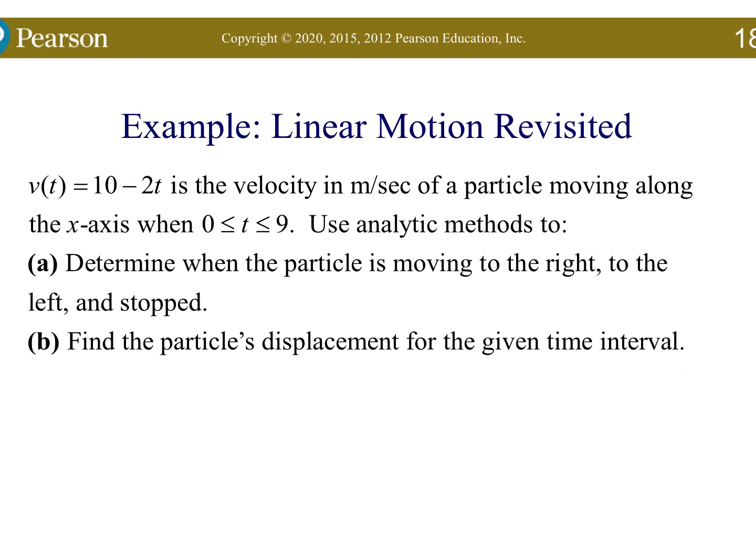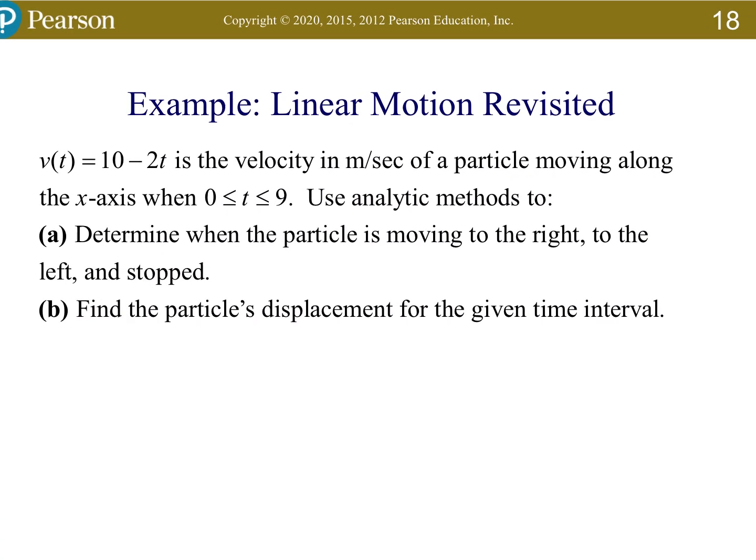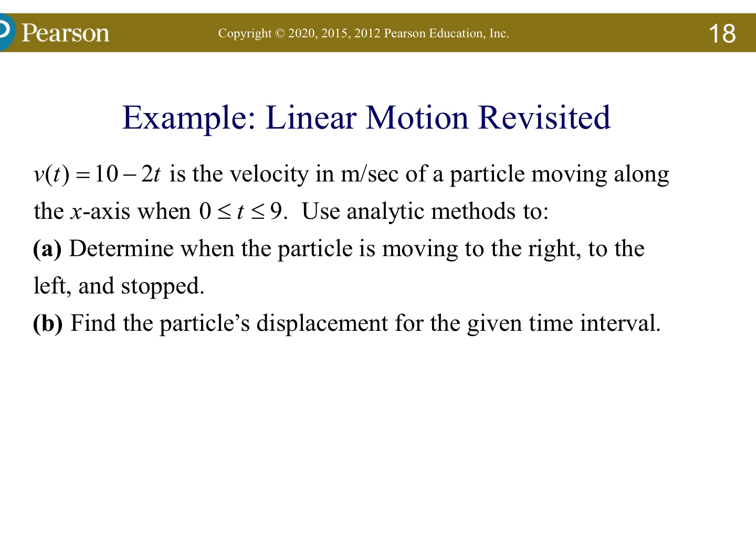All right, so here we go. It's a little review from last semester and then a little bit from this semester. All right, we are given the velocity. This is already the derivative. This velocity equation is already a derivative. We can tell that because it's measured in meters per second. The particle time is going from 0 to 9. Use analytic methods, that means not your calculator, to determine when the particle is moving to the right, left, and stopped. Okay, so this is a review from first semester.